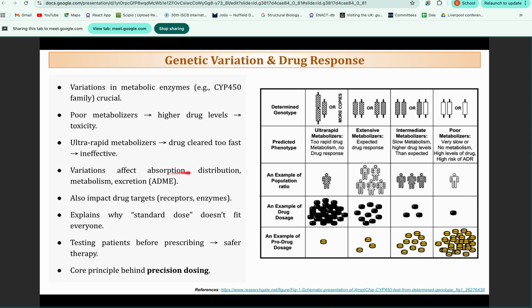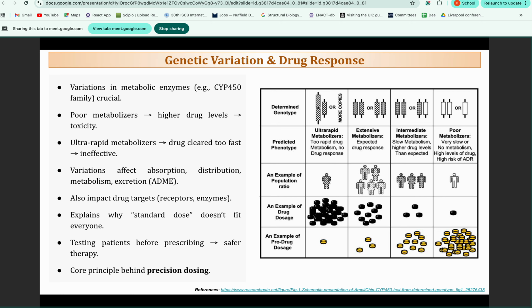So variations affect the absorption, distribution, metabolism, and excretion. These are the ADME properties. There are a total of 5 properties, of which only 4 are discussed here: absorption, distribution, metabolism, and excretion. If there is variation at the gene, because the person has different metabolic characteristics, then the absorption of the drug will be different.